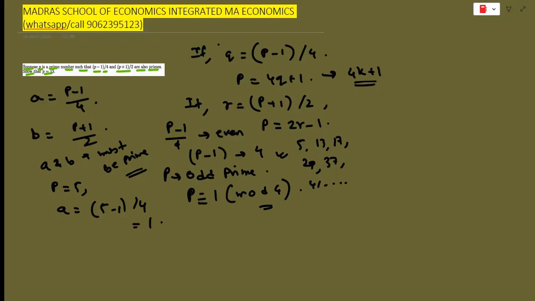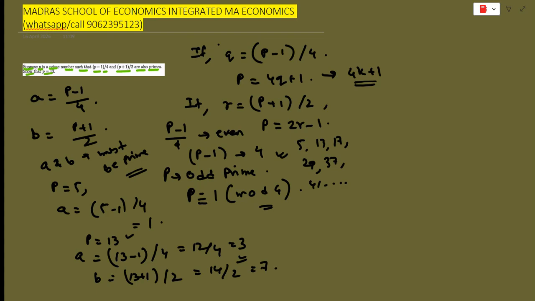Okay, so move on. Let's try P equal to 13. Okay, so A will be what? (13 minus 1)/4, that is 12 by 4, that is 3. Now is 3 prime? Yes. So B will be what? (13 plus 1)/2, that is 14 by 2, that is 7. Is 7 prime? Yes. So yes, P equal to 13 works.